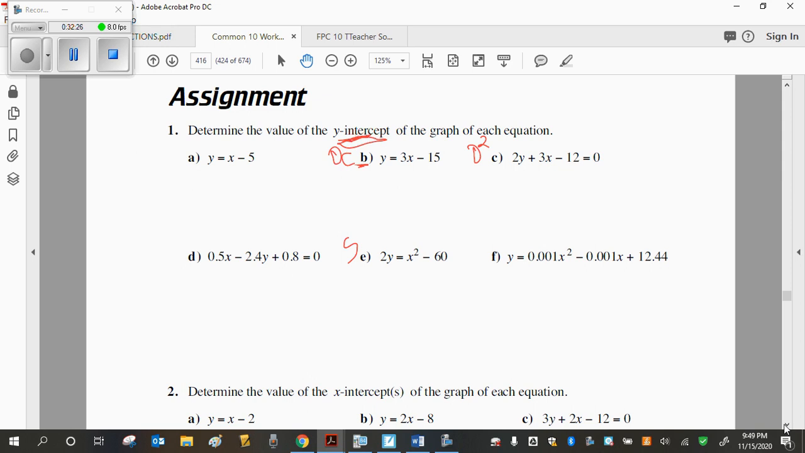You do E. And I'll give you 2 minutes to find the Y-intercept. Please pause. Thank you very much, Mr. Roboto.